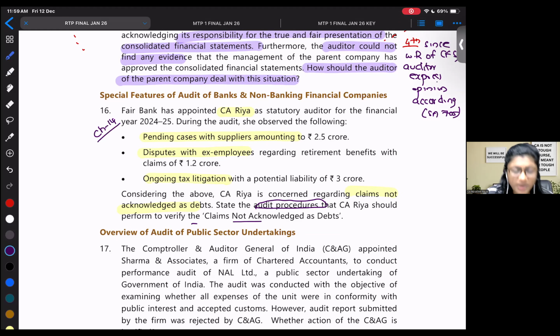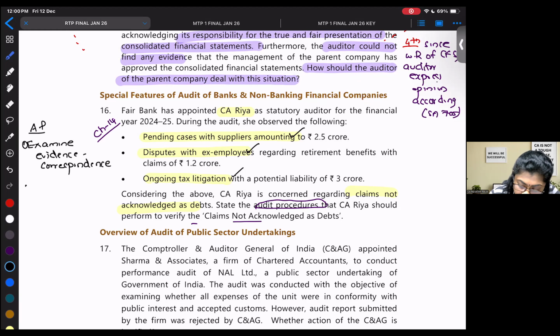See, chapter number 14, it's a direct question. They are asking you, what is the audit procedure for checking the claims not acknowledged as debt? Pending cases are there, dispute is there, litigation is there. So, first, very simple point. When there is a litigation or dispute, you have to check the correspondence receipt from the court, lawyer, and from the employees.